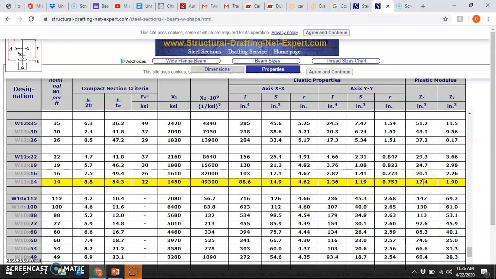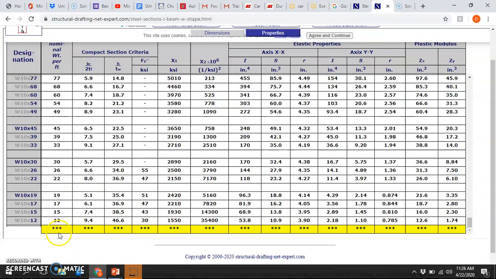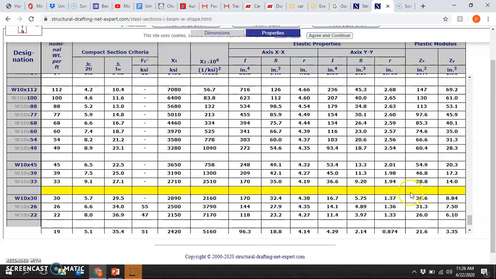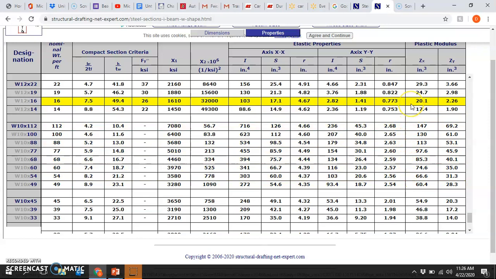17.4, ooh, that's actually too small. I need at least 17.7. So W12 by 16 also works. And W12 by 16 is actually lighter than a W10 by 17 because 16 is less than 17. Also, a W12 by 16 is actually stronger. So a W12 by 16 has a section modulus of 20.1 as compared to 18.7. So this right here is lighter and stronger. I'm going to choose this one.